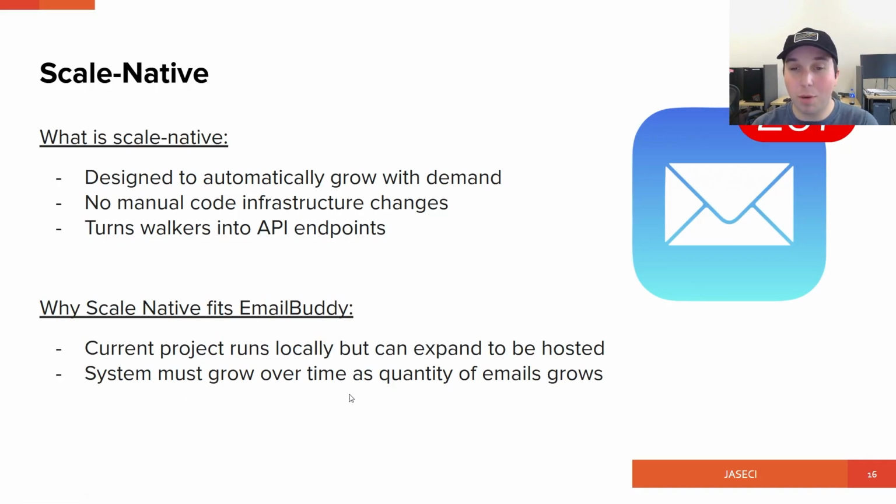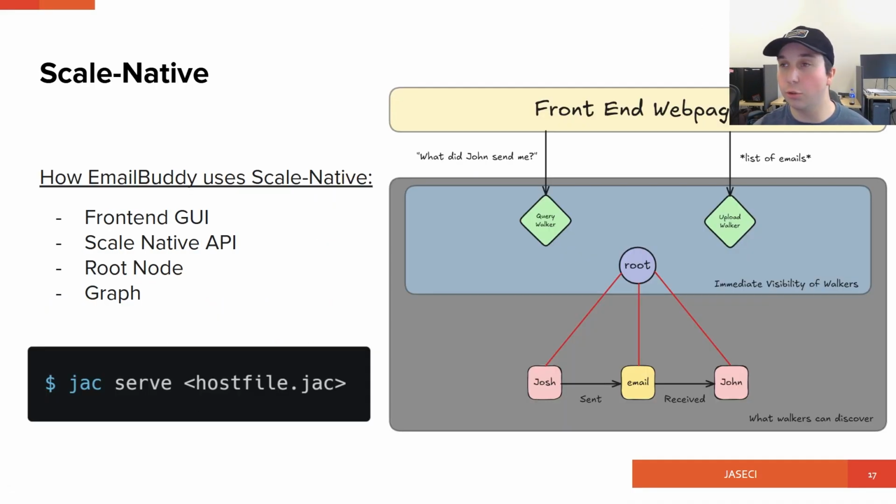And why does that fit Email Buddy specifically? Our current project is running locally on our own machine, but it can very easily be expanded to run on a cloud server. The system also has to grow over time as the quantity of emails grows or the number of users grows. So having an adjustable and dynamic system really makes the process of developing your application a lot easier. So here's how to actually use Scale Native.